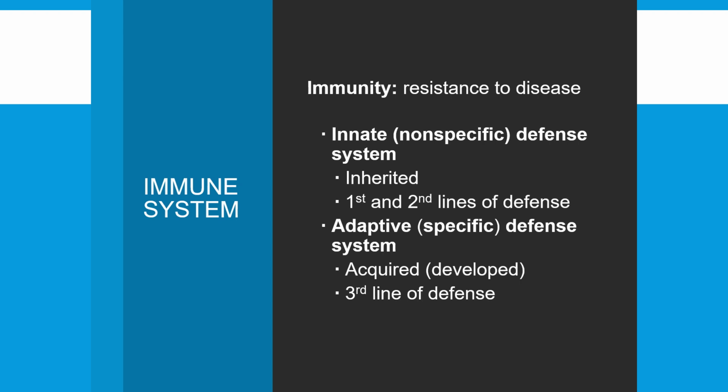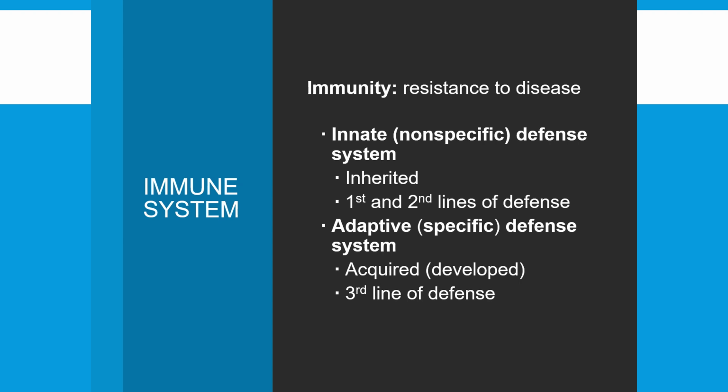Now, there are two intrinsic defense systems that act both independently and cooperatively to provide immunity and resistance to disease. Immunity is resistance to disease. We have the innate defense system, which is the immune system that we are born with. It provides a very general and non-specific response to pathogens. It has two barricades. We have the first line of defense, which typically consists of our surface barriers like our skin and the mucosa layers that kind of line the entry points to the body.